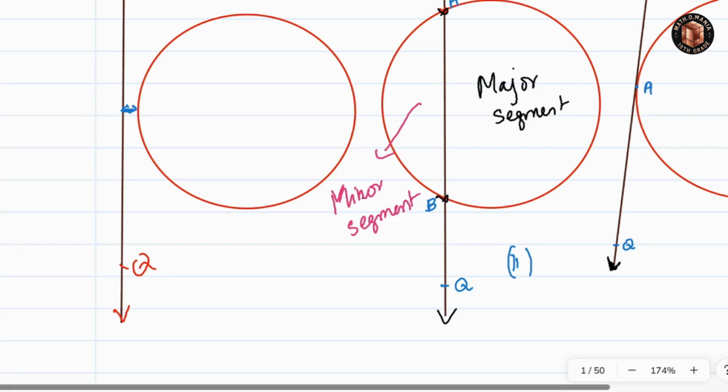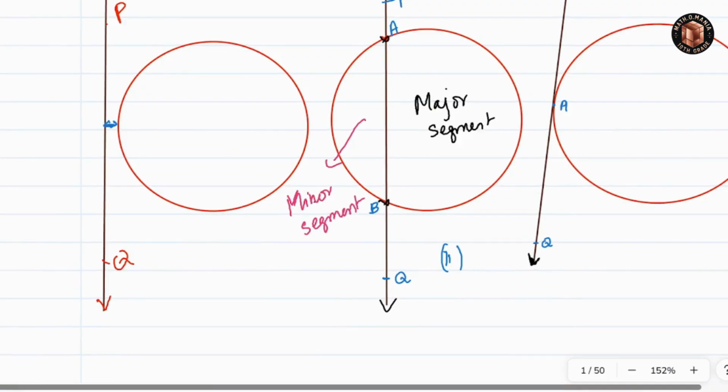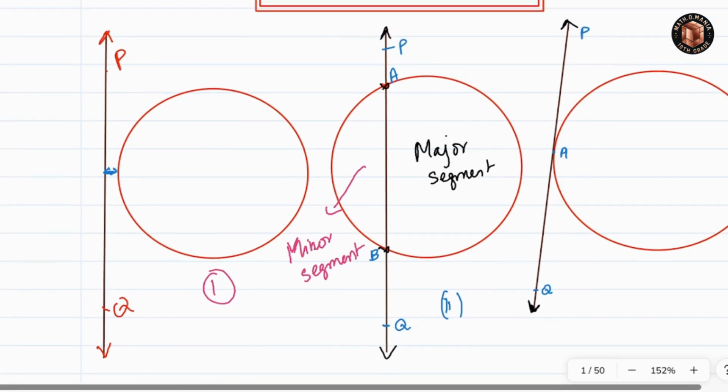Okay, so in this figure you can see that three circles are given. This is the first one. In the first circle, you can see that there is a line PQ drawn along with it. Now you can see that there is a gap between the line and the circle. So we can say that, with respect to the circle, the line is non-intersecting. That means they are not touching each other.